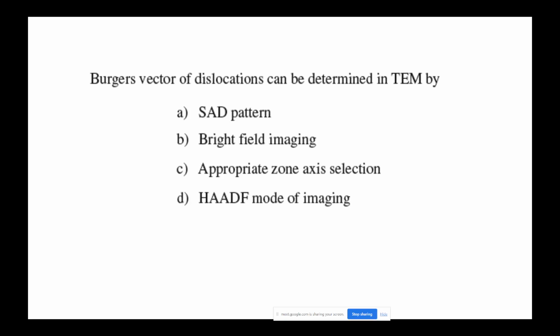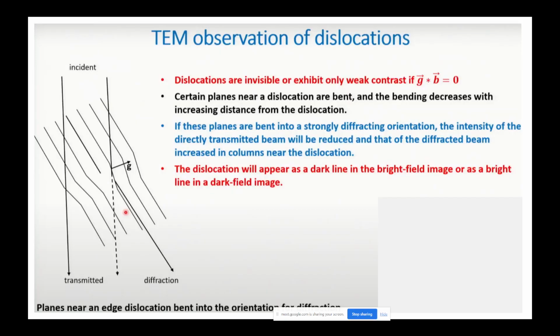So bright field imaging is something you are using as a mode, right? Or dark field also you can use, just to determine the Burgers vector of dislocation. That Burgers vector of dislocation you can determine in bright field imaging, and that will give you the information about the zone axis selection, because it is mainly giving you some information or output which is regarding your direction. So zone axis is the right answer. I hope it is clear.